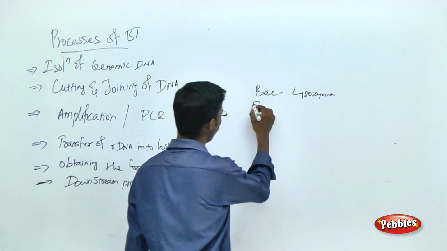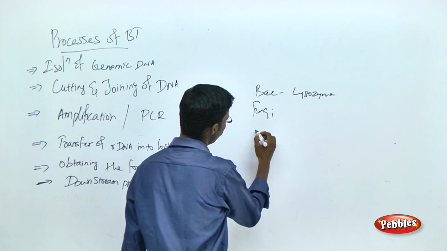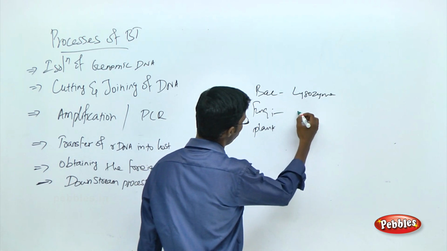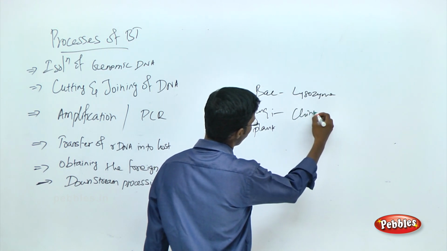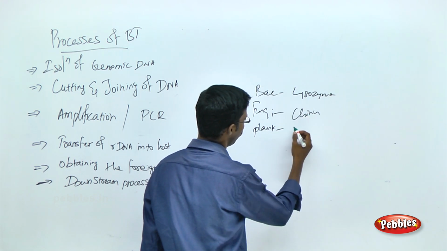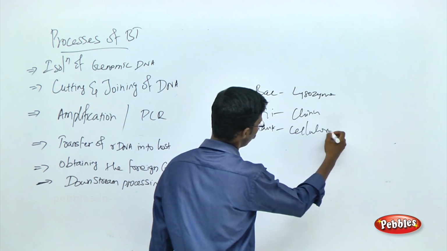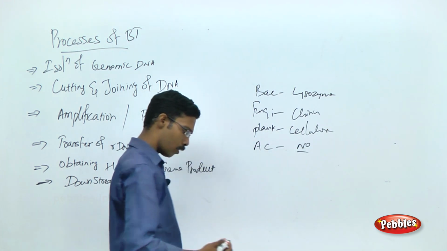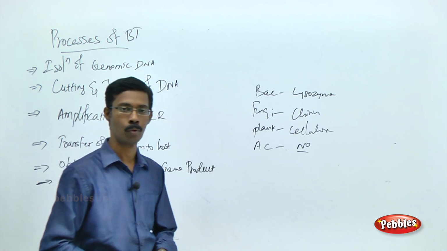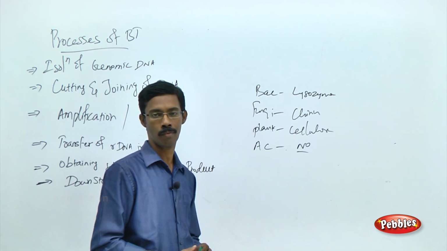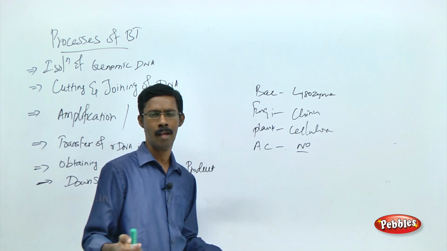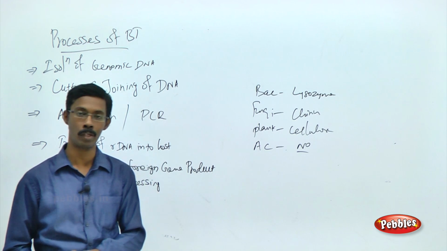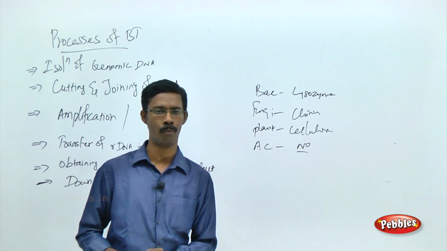In case of fungi, the cell wall is made up of chitin. In case of plant cells, they are made up of cellulose. In case of animal cells, there is no cell wall. So based on the cell type, you have to choose the rupturing method of the cells. Whatever the cell, you have to break open the cells, and only then can you explore the internal molecule, that is, the DNA of your interest.